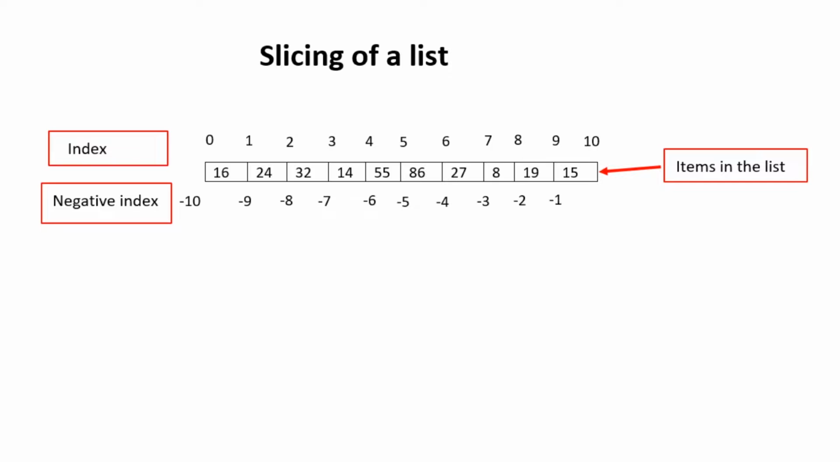In Python, you might want to select a range of values from a list. In order to do this, we use slicing. With slicing, you can use the index to access a range of items in the list. In the list in front of us, we have 10 values. We can access these values using the index from 0 to 9, or we can access the values from the end using -1 to -10. Let's have a look at how we do this.